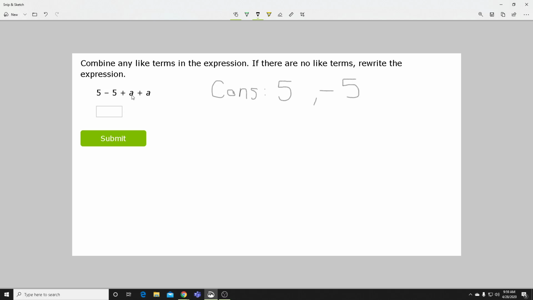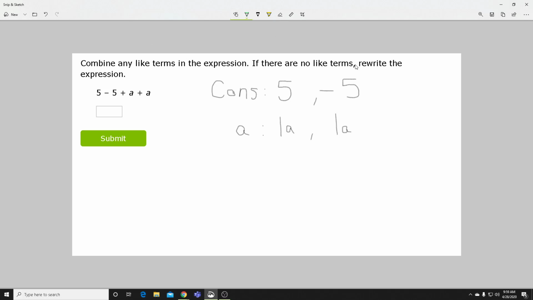And then we're going to look at, let's see, we have our a, that's our only variable here. You'll see with some of the other questions you could have more. So let's see, we have an a here, so we have 1a. Right, we just don't write in the 1, but we could always add that in if we wanted to. 1 times a is a, so you're not going to usually see that. So we have 1a, and we have another 1a.